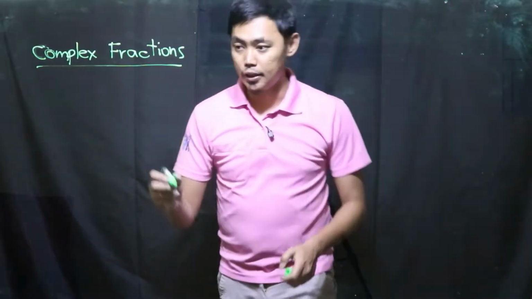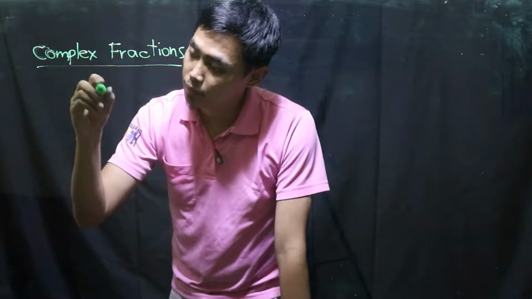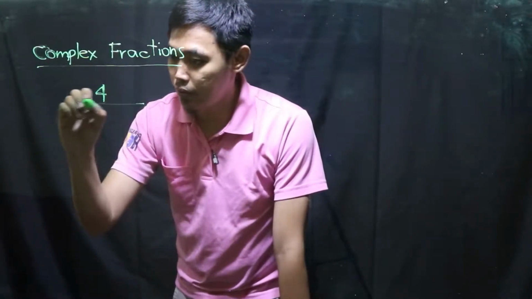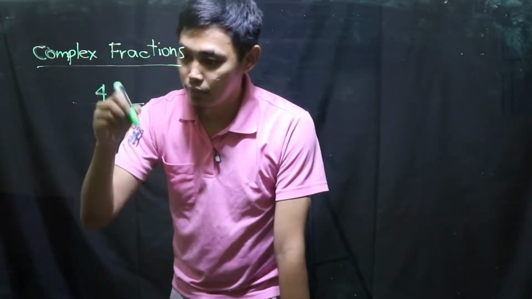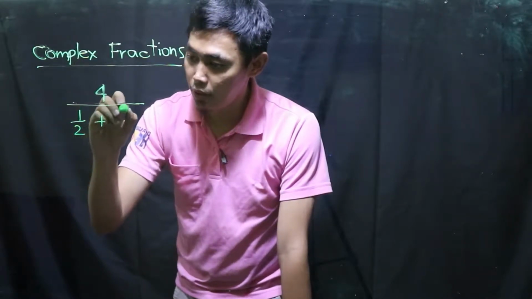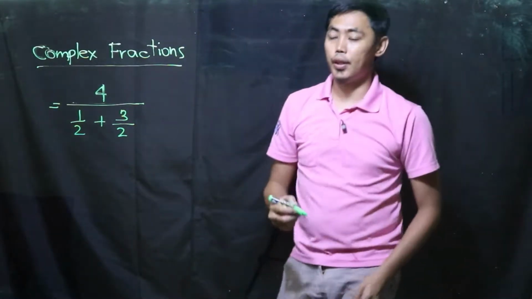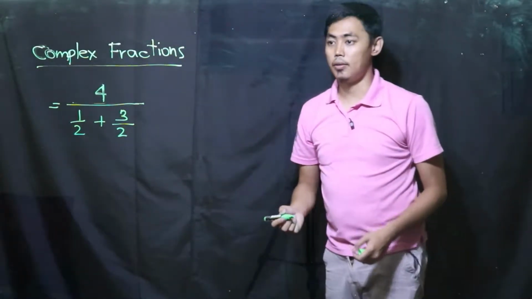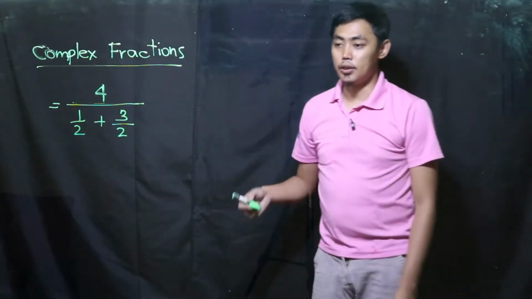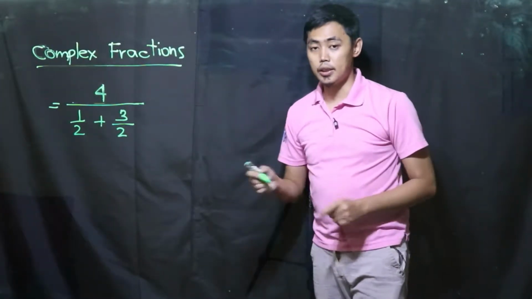So, for example, if I have here 4 over 1/2 plus 3 over 2. So how do you solve equations like this, or a math expression like this? You will need to use complex fractions. I'll give you the rules and then you just need to follow them.